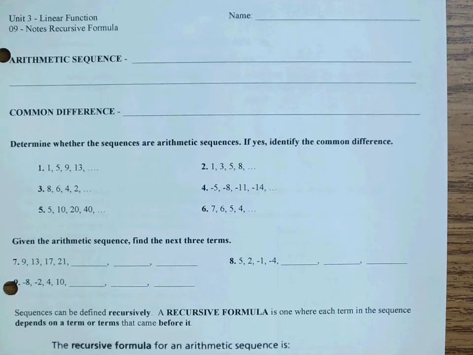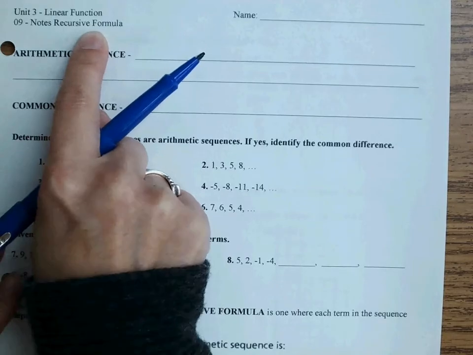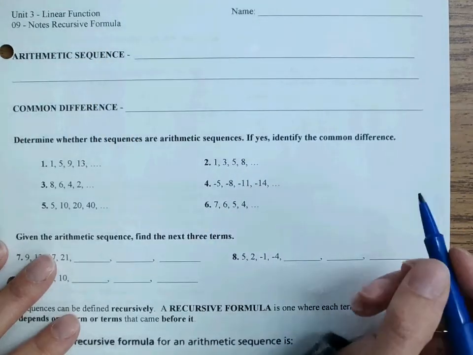In these notes, we're going to start talking about sequences. This school year we're going to learn two different kinds of sequences: an arithmetic sequence and a geometric sequence. The difference between the two is whether you're adding, subtracting, multiplying, or dividing. Regardless, there are two different ways to write these sequences. Today we're going to learn about an arithmetic sequence and how to write it in something called a recursive formula. So let's first write down the definition of an arithmetic sequence.